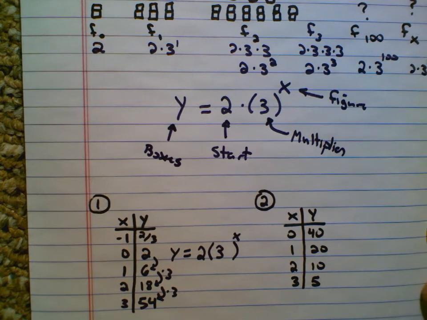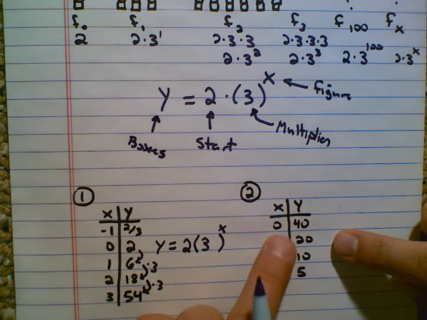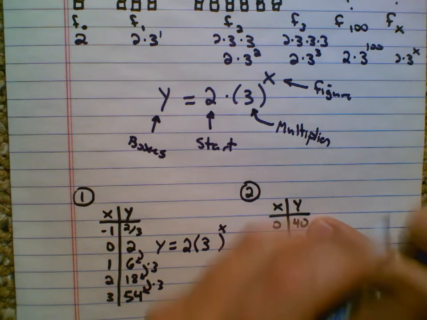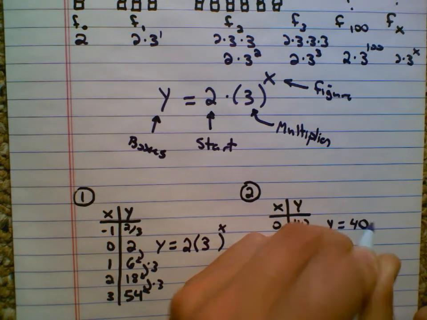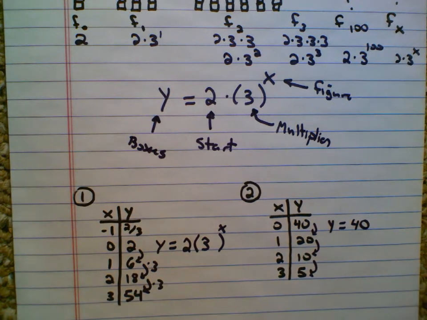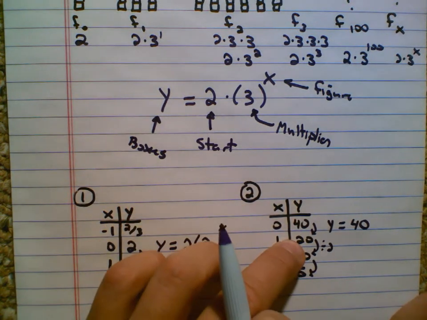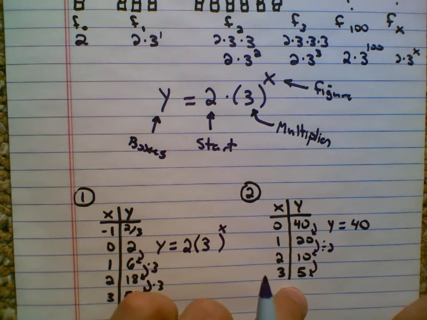All right, let's look at a different example. Let's look at number 2. In number 2, my starting amount here is 40, so I'd write y equals 40. Then as I jump down the table, I notice it doesn't seem to be multiplying. It seems to be dividing by 2, right? 40 divided by 2 is 20. 20 divided by 2 is 10. 10 divided by 2 is 5.